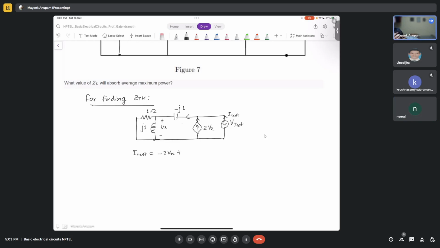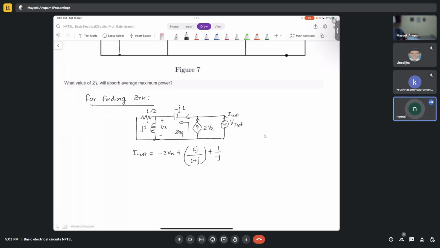So what is Z equivalent here? This would be these two guys in parallel, right? J1 and 1 in parallel, which will be J1 times 1 divided by 1 plus J, so it will be 1J divided by J plus 1. This will be this parallel impedance plus 1 over minus J, right?